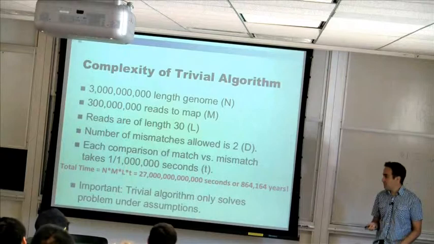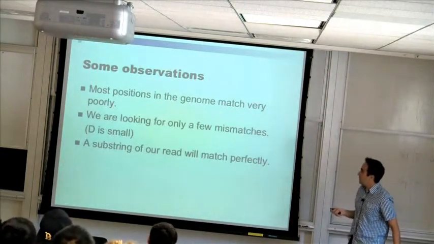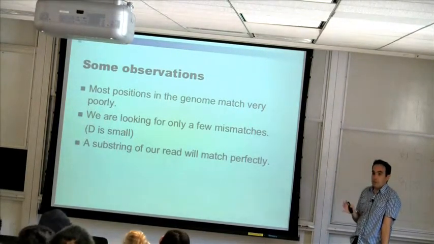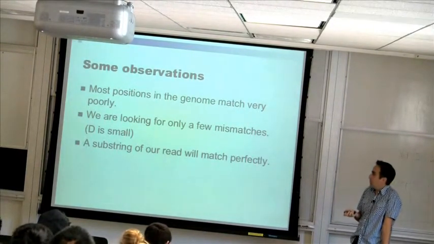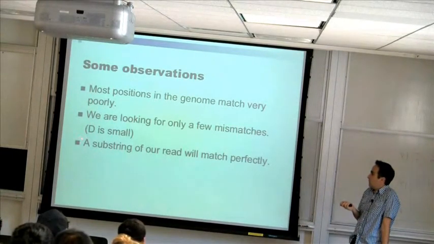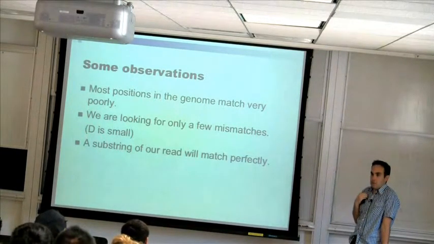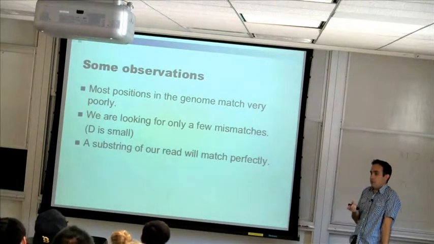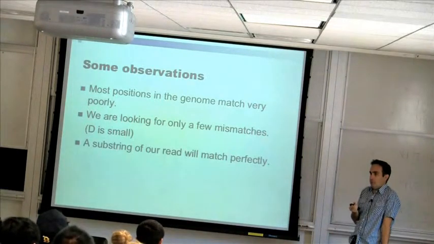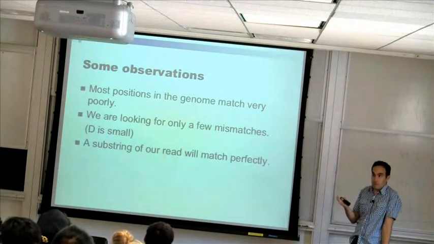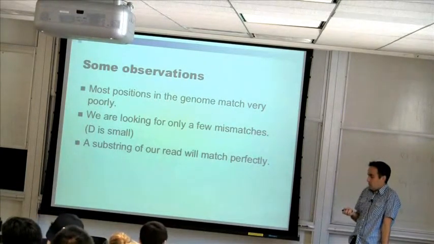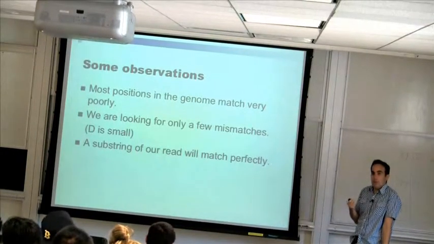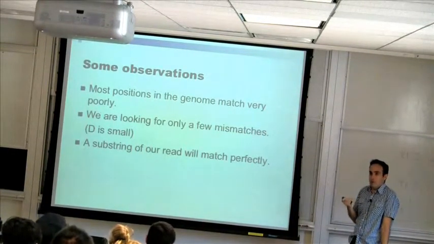So, okay, I'll tell you how to do it. The key observation, and maybe you guys can figure this out, is that most positions of the genome match very poorly, okay? So we're kind of wasting our time most of the time. And we're looking for a very small number of mismatches, okay? So the algorithm that we talked about just now, if you're looking for a position that matches only 5 out of 30 places, it would still work, right? So whenever you realize you're solving a harder version of the problem than you have to, that gives you an idea of where you can improve it.